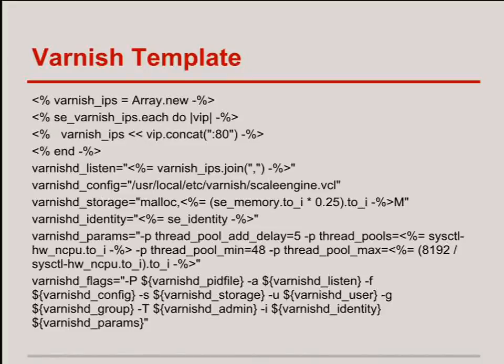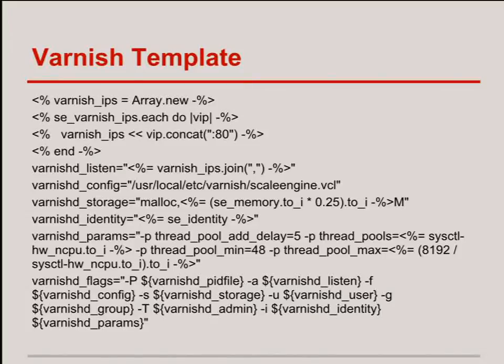So then we, in ERB, which is like a Ruby markup language, we take that information and do things with it. So we pull in that list of IPs. We had an array of the different IP addresses that Varnish is supposed to listen on. And we loop through them and add colon 80 to the end of each, and then join those in a comma-separated list without putting a comma after the last one. That was interesting for me because I had never written anything in Ruby before.